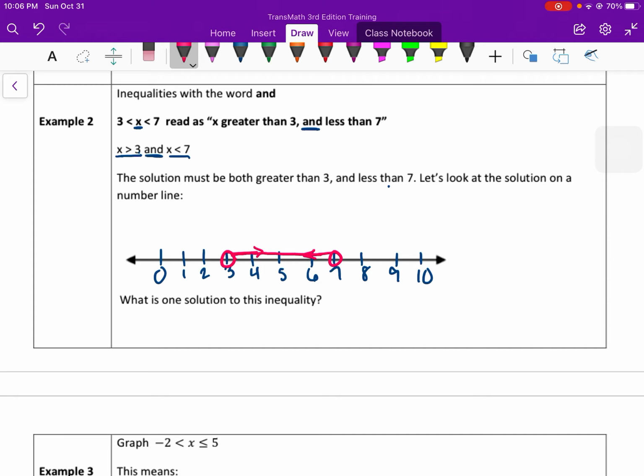So you'll see that they overlap. When you graph this compound inequality, you end up connecting the two dots in an and situation. One solution to this inequality would be like x equals 5. Any number between 3 and 7, not including 3 and 7 because of the open circles, would be a solution.